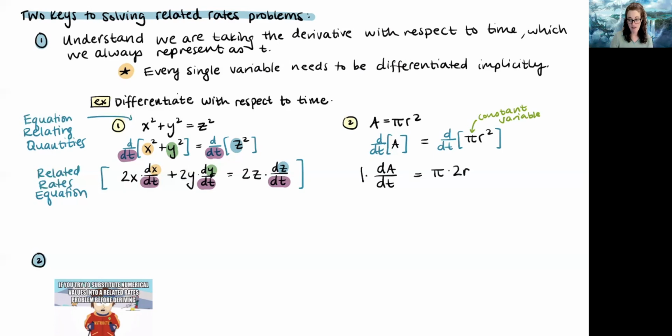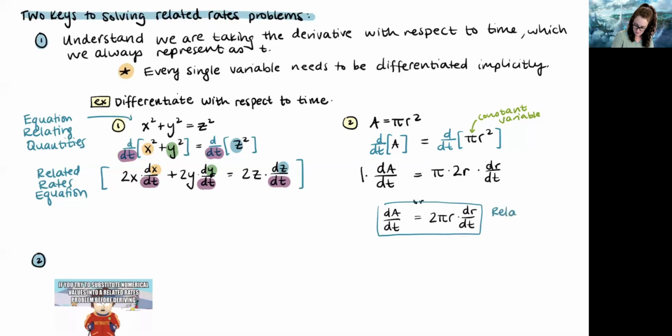But again, every variable needs to be differentiated implicitly. So because we differentiated r and we're differentiating with respect to time t, this means it times the derivative of r, so times dr/dt. So if we're just going to write this a little bit better, we would say dA/dt equals 2 pi r times dr/dt. And so this here is the related rates equation, or the equation relating the rates.